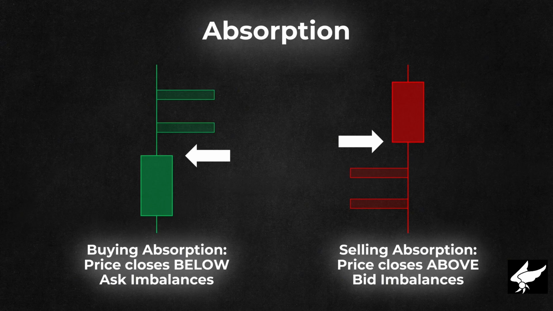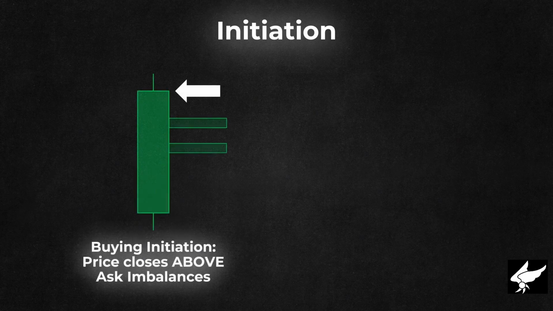The absorption pattern is sometimes not enough to spot a reversal. We need to confirm it with the initiation pattern right after. The initiation pattern is nothing more than the agreement between imbalances in price. The buying initiation pattern occurs when we see price closing above imbalances in the ask. The interpretation is that the imbalances in the ask indeed represent buying aggression with directional intent.